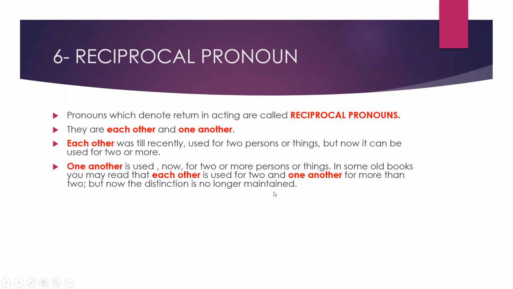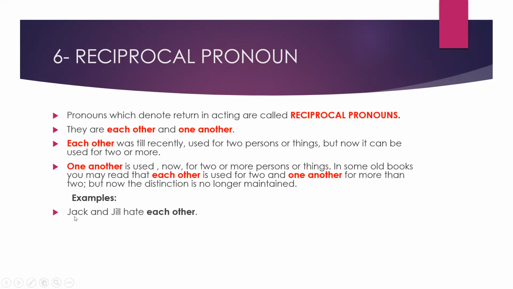Now here you can use it for two or more persons. Dear students, we have a few examples. Number 1, Jack and Jill had each other. Dear students, you can see here two people are involved in the sentence, Jack and Jill. What do they do? They hug each other.